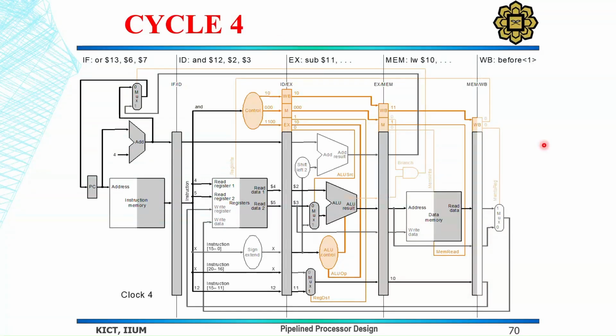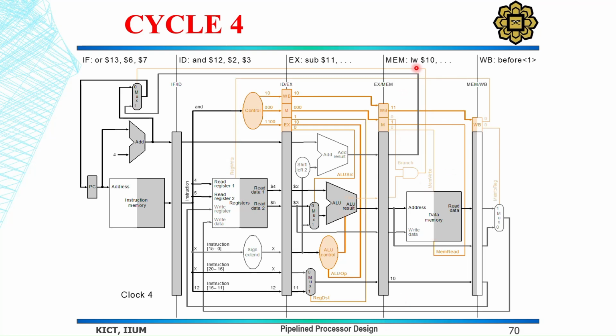Okay, now in cycle 4, you can see that the first instruction is here in the memory access stage. The second instruction is at this stage, the third instruction is here, and the fourth instruction is in the first stage. Our WB stage is still empty, meaning if there is any earlier instruction, it would be here. Then we can see how different control signals are being generated and passed for each.